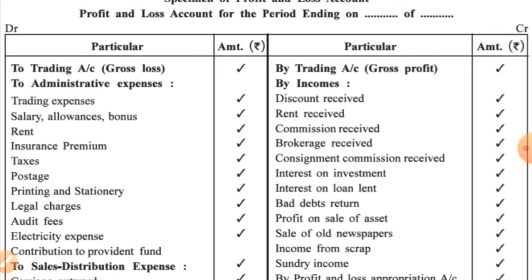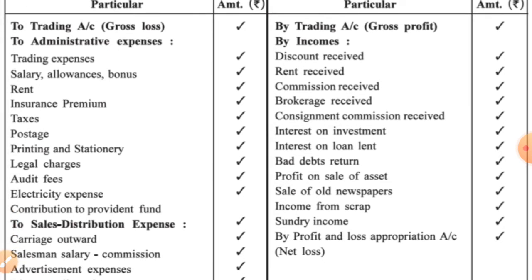Then afterwards, any kind of income: discount received, rent received, commission received, brokerage received, consignment commission received. If any kind of contract, consignment or deal has been completed, then you get commission for completion of that consignment. Then interest on investment. If you have made any kind of investment, then you will get interest, so it is an income for you. Then interest on loan lent.